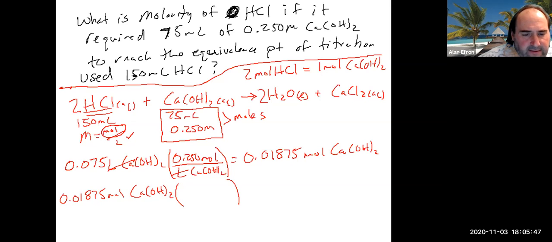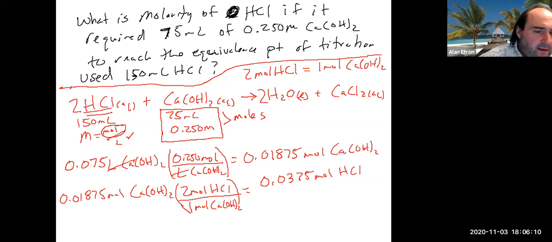that is going to allow us to go from calcium hydroxide, which we're not interested in, so that's 1 mole of that on the bottom, to 2 moles of HCl up on top, which is what we are interested in. And if we times that by 2, it gets us 0.0375 moles of HCl. By doing the stoichiometry part, we now have the moles of HCl.